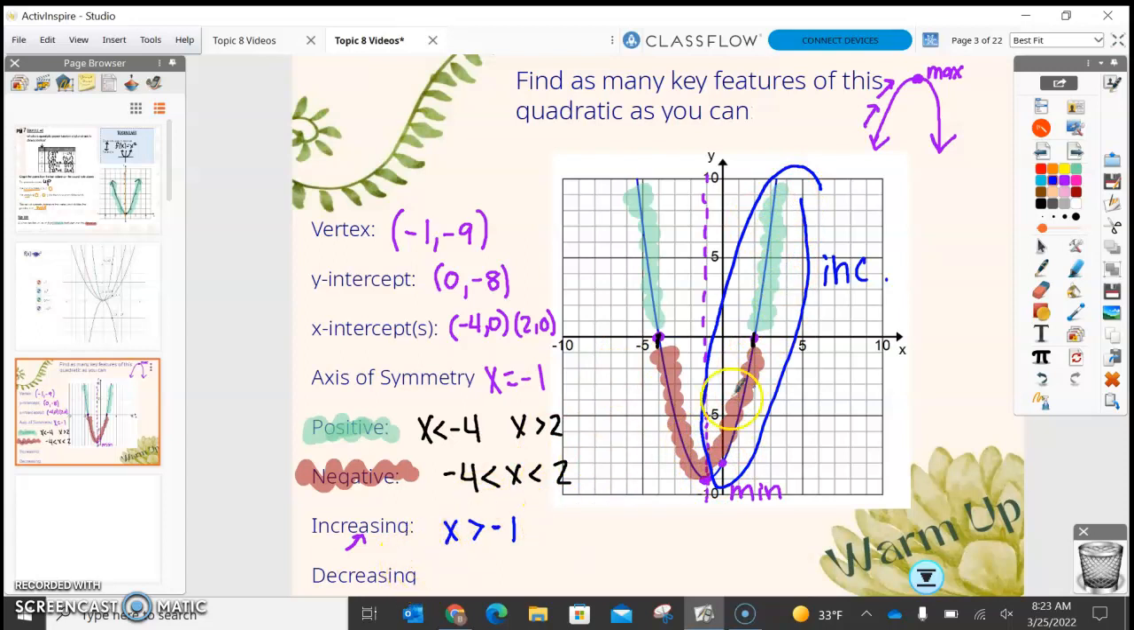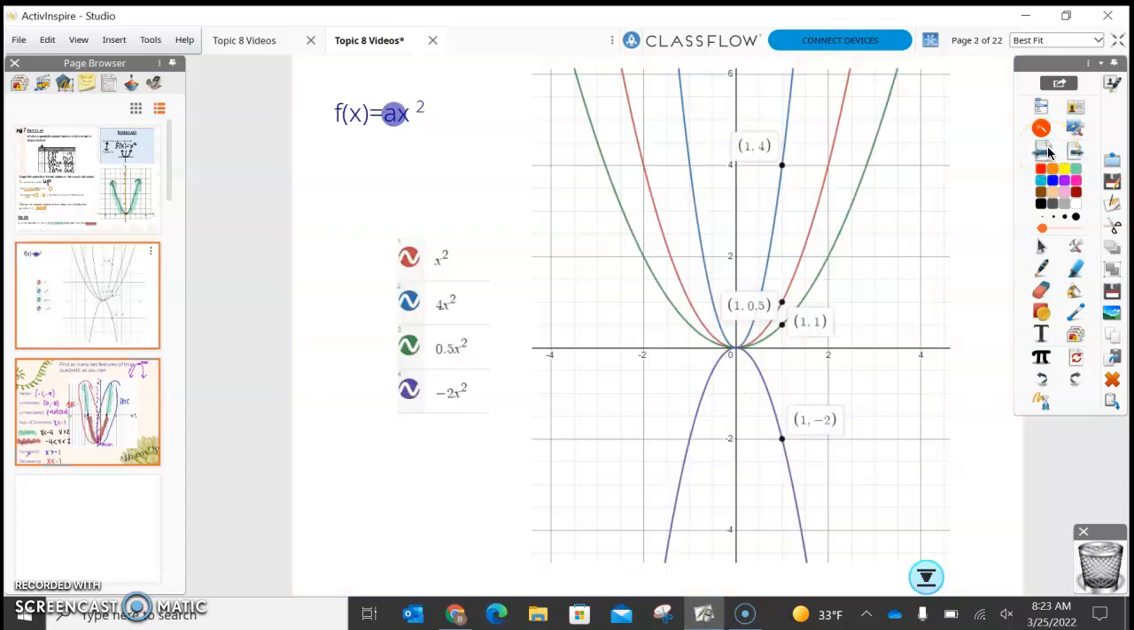When is it decreasing? Well, we could say it's decreasing over here on the left side of the parabola. And that's great that we know that, but we would say that's when x is less than -1. Before the turnaround, it's decreasing. You'll want to practice all these key features and be able to find them, not only on the graph, but to write them mathematically. The last thing we'll look at is what happens when you change our parent function.